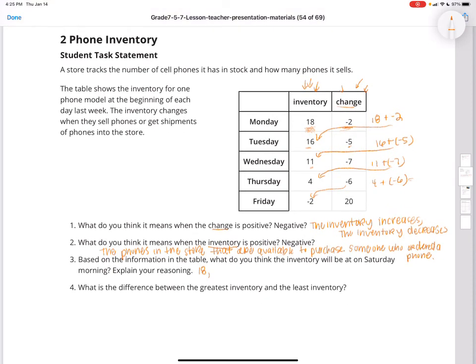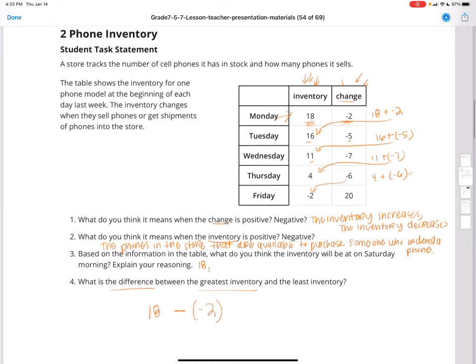And then for the last one, it said, what is the difference between the greatest inventory and the least amount of inventory? Well, if I want to know the difference, difference represents subtraction. So let me write that down. Now, looking at the greatest amount of inventory, that was on Monday. They had the most. And then on Friday, they had -2.